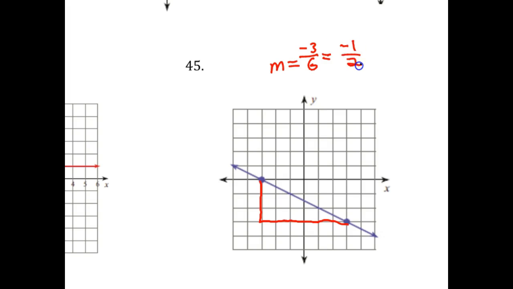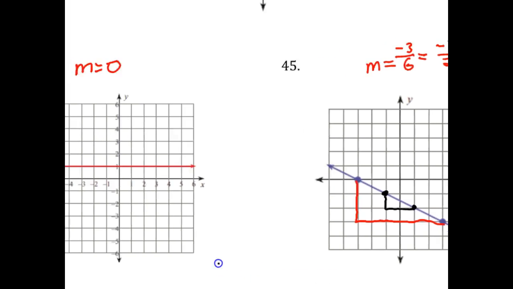That's -1/2. But we also could have just picked our own 2 points, because you'll have the same slope no matter what 2 points you pick. I don't have to use those 2. I'll get the same answer no matter what 2 points I pick. So if I picked these 2 points, I would have gotten down 1 and right 2, which is the same thing. So any points will give you the same exact slope.